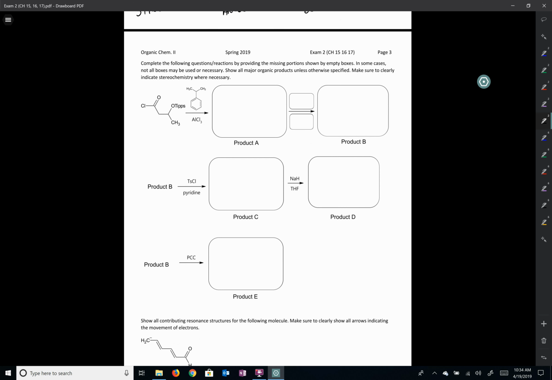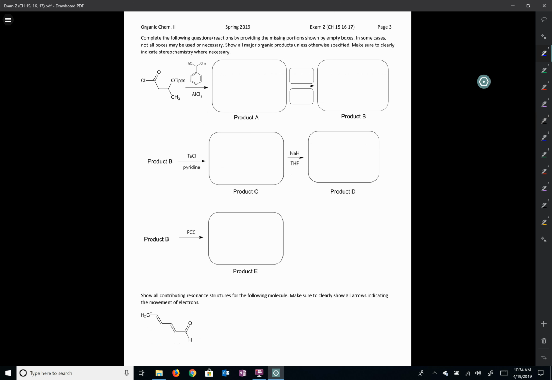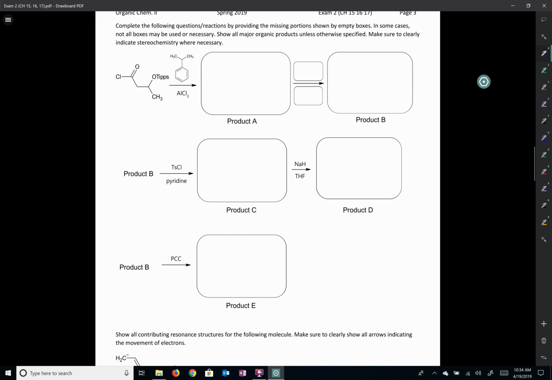Okay, so we're looking at page 3 from exam 2 from the spring semester. Page 3 is kind of a continuation of page 2. We're doing some more multi-step synthesis, although it's a little bit less guided this time, if you want to think about it in that way.